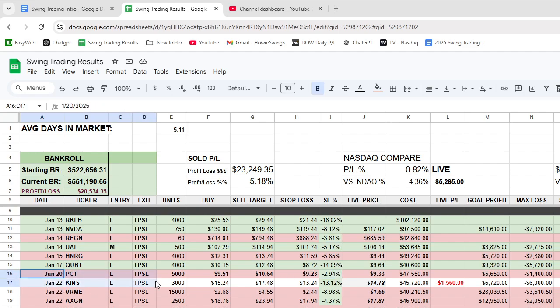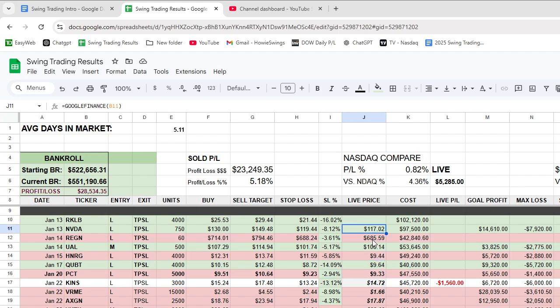Like this PCT on January 12th had a 2.9% stop loss. So clearly I got stopped out of it at some point. I got stopped out at 922. It's down right now, but it was still within the range of my trade. So I probably should have had my stop a little bit less aggressive there. So this is my stop loss percentage. This is the value of the stock in the current moment.